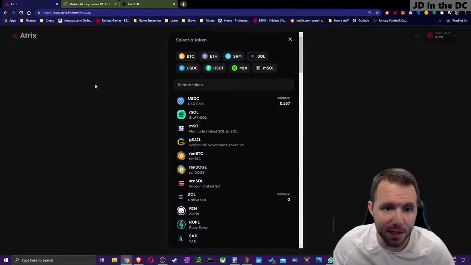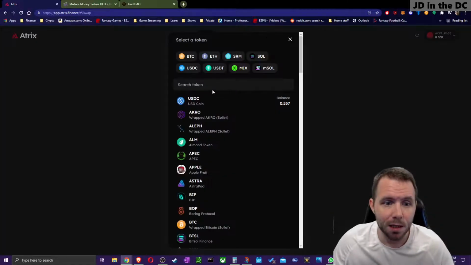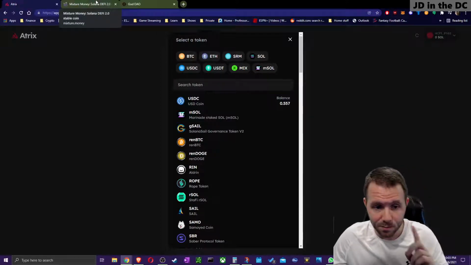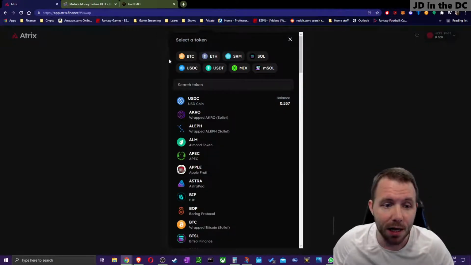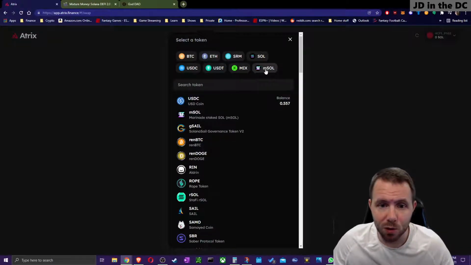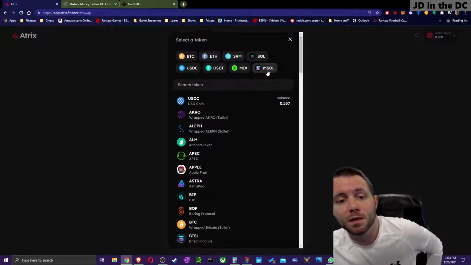Pretty basic here. You can do swaps of these stablecoins. Mix is a stablecoin that you actually create through Mixture.money, and that is one particular thing that I am super excited about. Serum, Sol, MSol, which is the staked version of Sol on Solend.